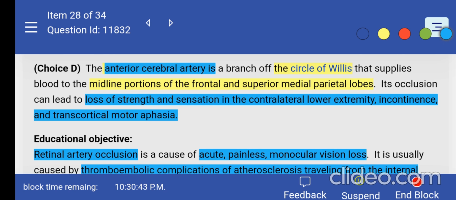Okay, why not option D? This is important. The anterior cerebral artery is the branch of the circle of Willis that supplies blood to the midline portion of the frontal and superior medial parietal lobes. Now this thing is important. Its occlusion can lead to loss of strength and sensation in the contralateral lower extremity, with urinary incontinence and transcortical motor aphasia. These three things are important regarding this.